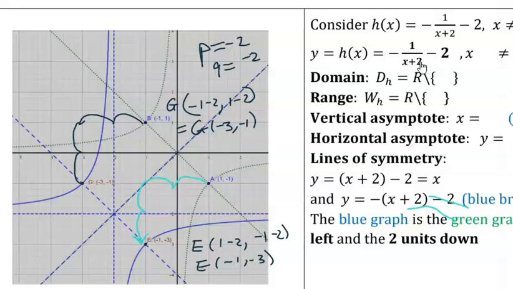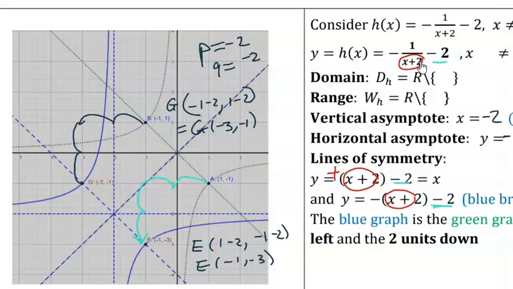So I can make this dot, draw my vertical asymptote, which in this case is x equal to minus 2. My horizontal asymptote is also y equal to minus 2. And then my lines of symmetry: I take this value, put it here and here, once with a plus, once with a minus, and I subtract my q value.